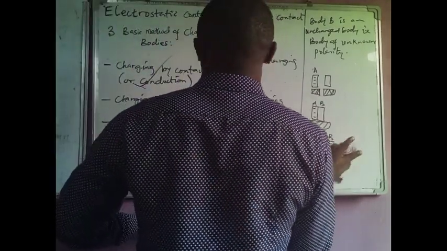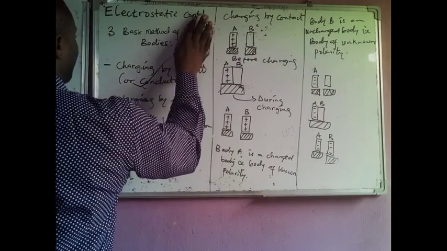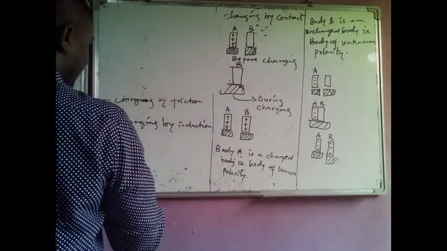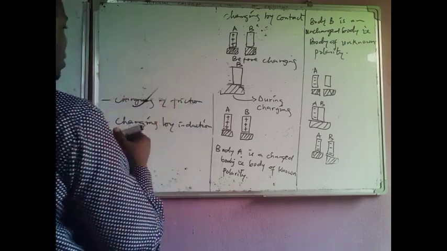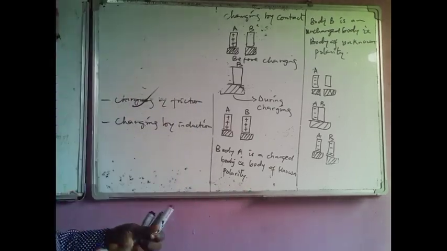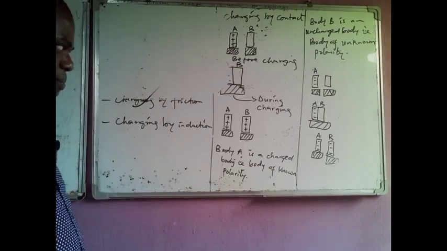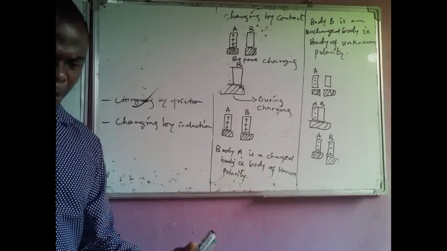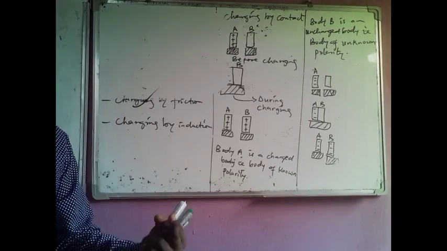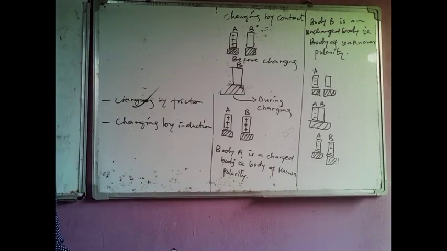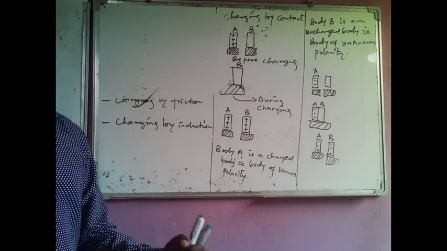Now, we're done with contact. Let's talk about charging by friction, the frictional method of charging. Friction is the only method of charging insulators. This requires bringing two neutral or uncharged bodies. Yes, they can be insulators, they can be conductors.